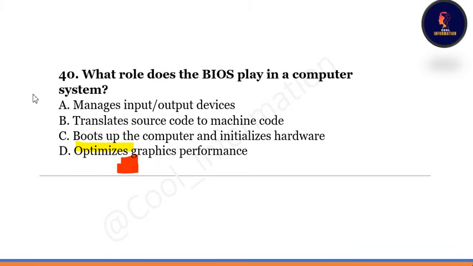What role does the BIOS play in a computer system? You know the full form of BIOS, which is basic input output system. The correct option is option number C, which is boots up the computer and initializes the hardware, and this is the role of the BIOS in your computer system.